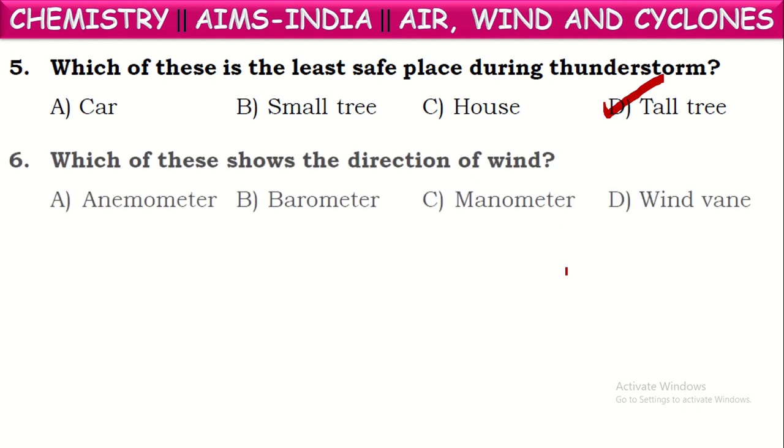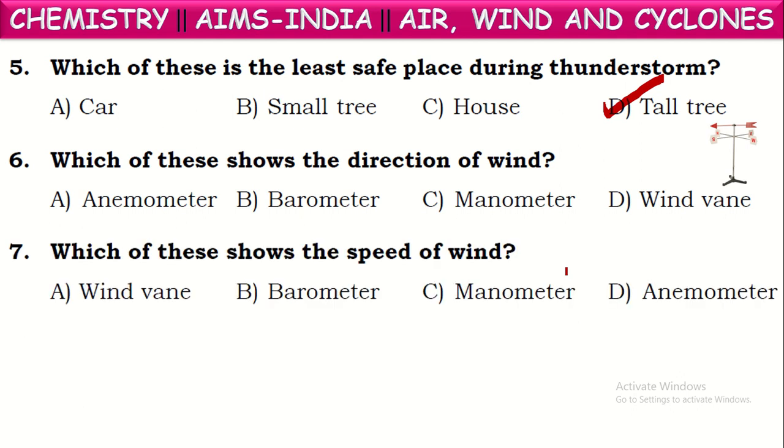Okay, next one. Which of these shows the direction of wind? Yes, for identifying the direction of wind, we use an instrument which is called a wind vane. So this is a wind vane. It indicates the direction in which the wind is being blown. That is called a wind vane. A wind vane is used to identify the direction of wind.